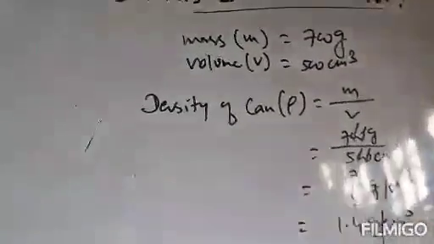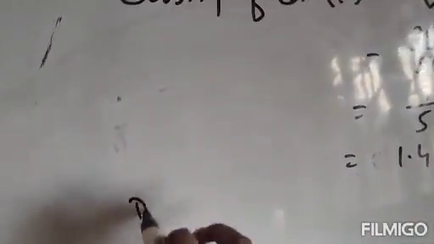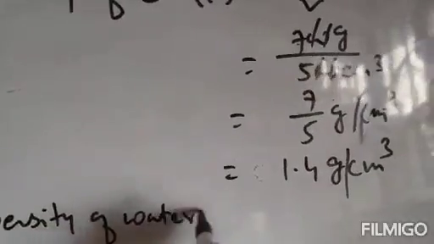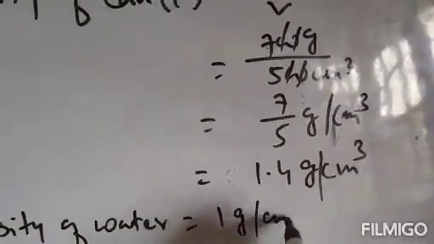And what is the density of water? Always remember, density of water is 1 gram per centimeter to the power 3.